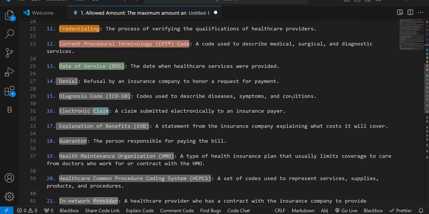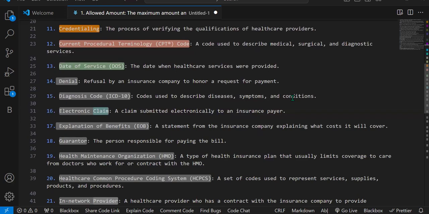Health maintenance organization. The type of health insurance plan that usually limits coverage to care from doctors who work for or contract with the HMO. So you will have limited services in the coverage, and you perform within the HMO operations.